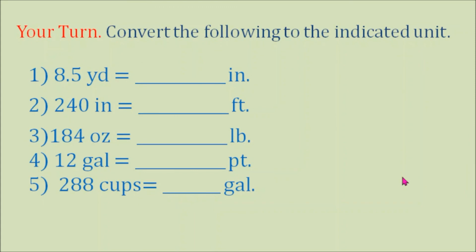Now, your turn. Convert the following to the indicated unit. You can pause the video and work on these 5 items. Number 1, 8.5 yards equals how many inches? Number 2, 240 inches equals how many feet? Number 3, 184 ounces equals how many pounds? Number 4, 12 gallons equals how many pints? And number 5, 288 cups equals how many gallons?